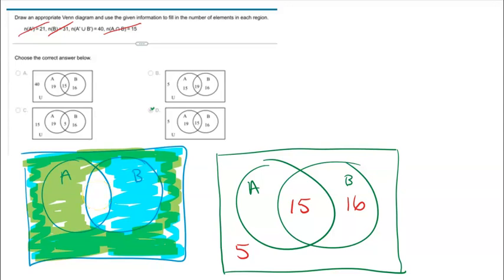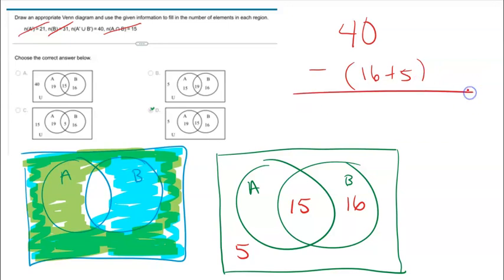Okay, so that means that everything but the center, remember the center is 15, I don't want to count the center, everything but the center adds to 40. So look, I've already got 16 and 5 that is not in the center, so that's 21. Now if that adds to 40, then 40 minus 21 is, what is that, 19? Okay, so that to me means that out here must be 19. That's the only way that would make sense.